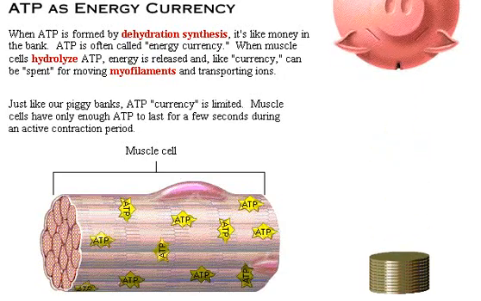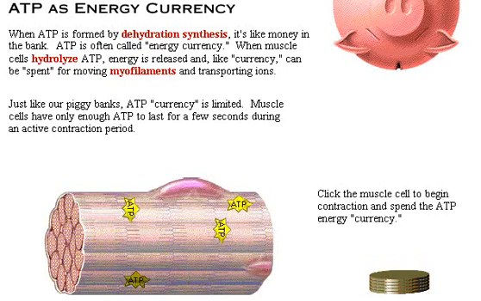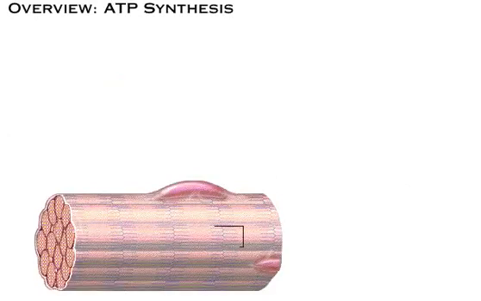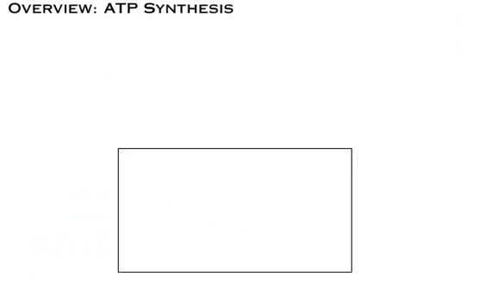Just like our piggy banks, ATP currency is limited. Muscle cells have only enough ATP to last for a few seconds during an active contraction period. Click the muscle cell to begin contraction and spend the ATP energy currency. Now that the ATP supply has diminished, let's look at how ATP is regenerated.